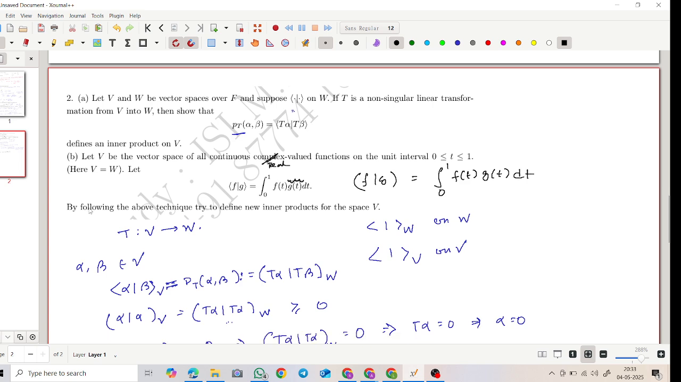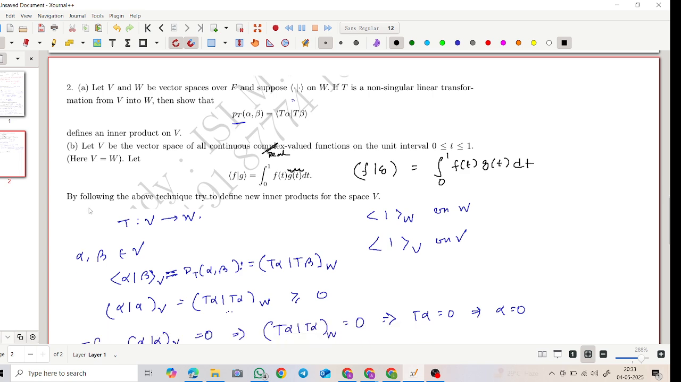Observe another thing. While doing problem 2a, we did not talk about the dimension of W or V. Okay, V can have bigger dimension, W can have bigger dimension. We did not need any restriction or constraints over W to solve the previous problem.